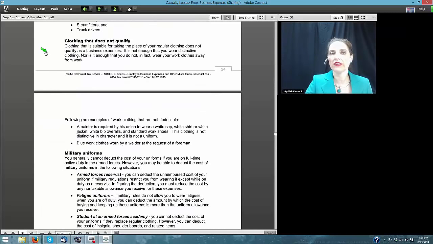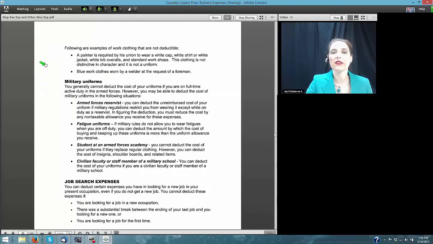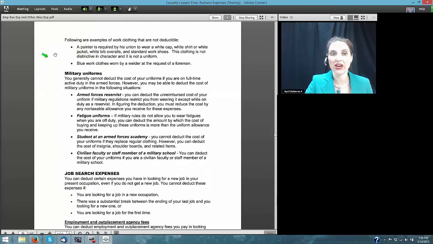So what kind of clothing doesn't qualify? Well, clothing that is suitable for taking the place of your regular clothing does not qualify as business expense. It is not enough that you wear distinctive clothing, nor is it enough that you do not, in fact, wear your clothes away from work. And the following are examples of work clothing that is not deductible.